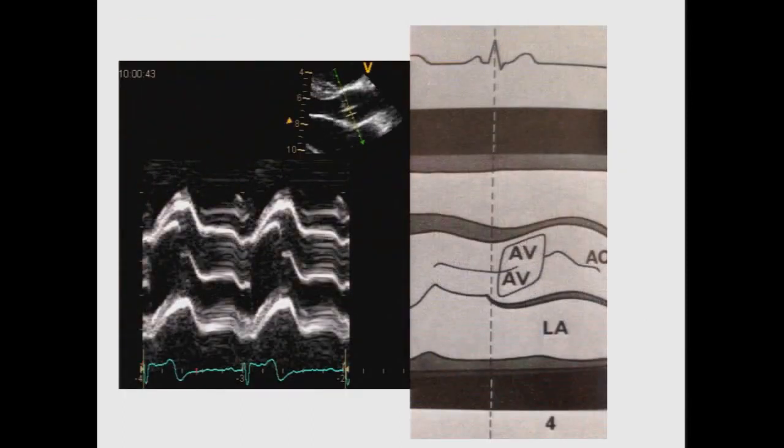Here's a nice example of the parallelogram that is aortic valve motion that one sees. Generally, we're imaging the right coronary cusp here, and that's this or this. And the non-coronary cusp is the more posterior that we're imaging here.